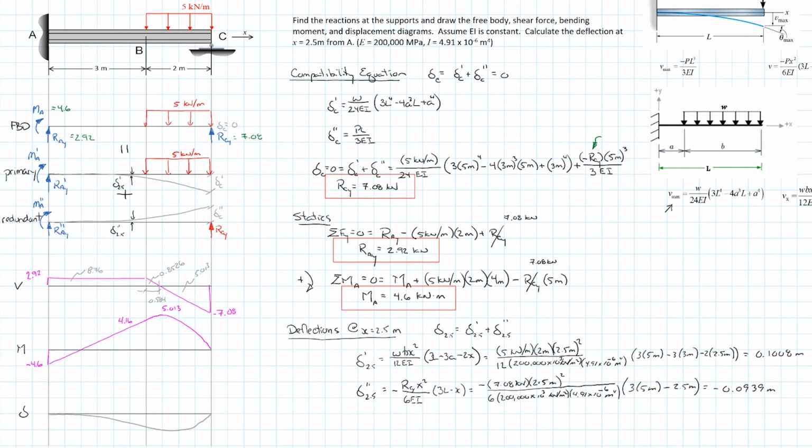And as we said before, delta 2.5 is equal to delta prime 2.5 plus delta double prime 2.5, and that is equal to 0.0069 meters, or about 7 millimeters. And we can show that in here, so that distance in here is about 7 millimeters.